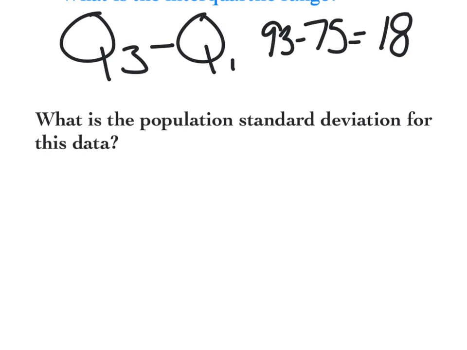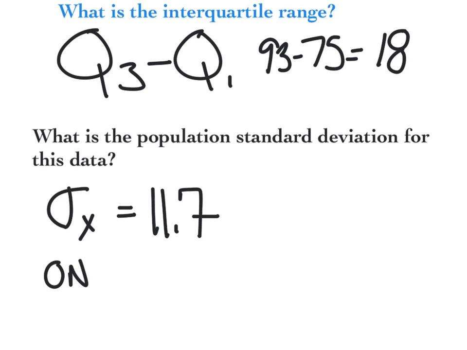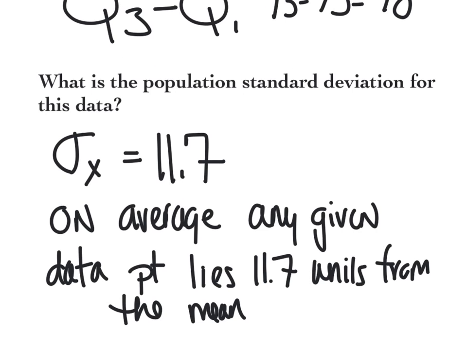What is the population standard deviation? Remember, that's that lowercase sigma. Okay, lowercase sigma, jot it down so you can say it correctly. And that was 11.7. So what does that tell us? On average, any given data point lies 11.7 units from the mean.